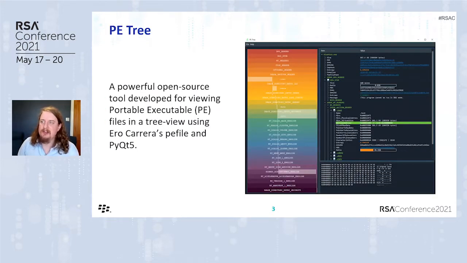So P-Tree is open source software that we released maybe about a year ago now. Developed in Python and based off of Ero Carrera's pefile Python library that you may well have heard of, and built on top of PyQt5. This actually started life as an internal tool that I was using quite a bit, embedded into IDA Pro, the disassembler.